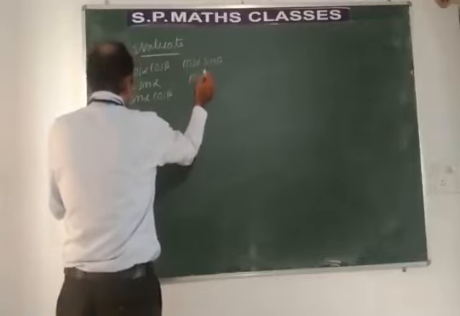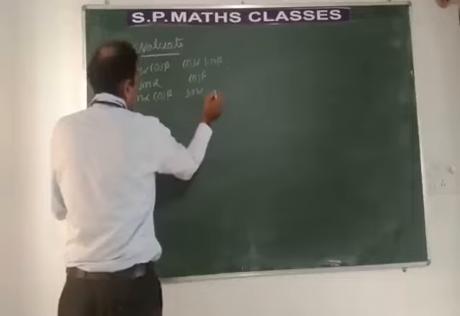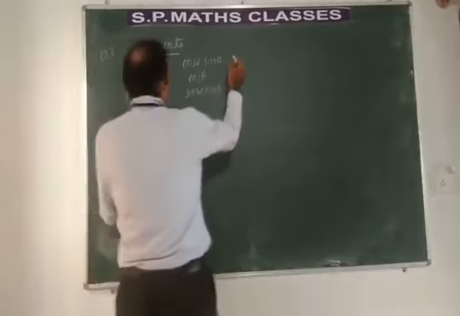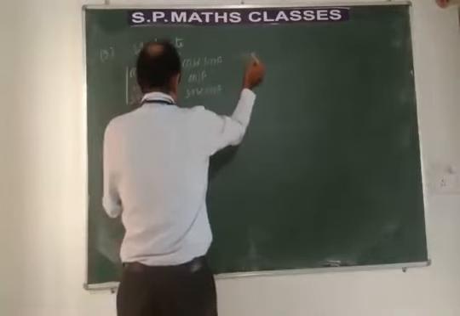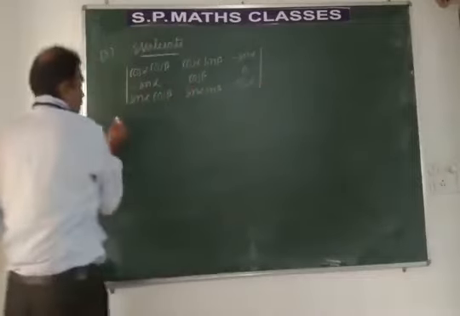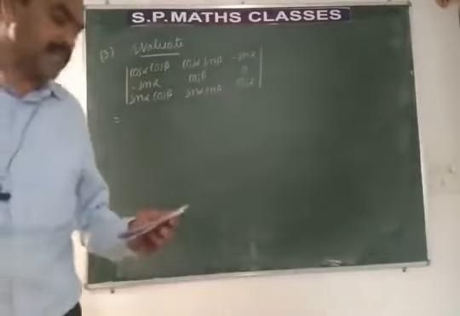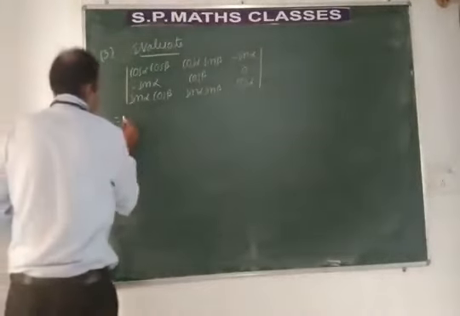The second column elements I am writing now. Sin alpha into sin beta. Then third column minus sin alpha, 0 and cos alpha. You need to evaluate this. Very simple. You have to just expand it. What happens when you expand?